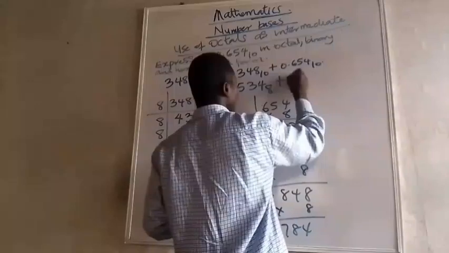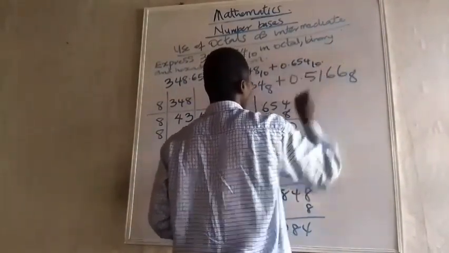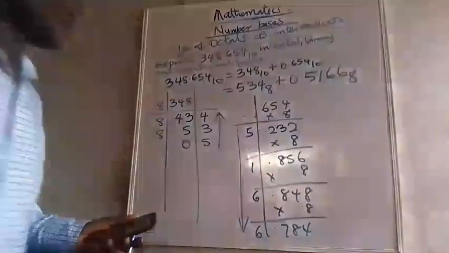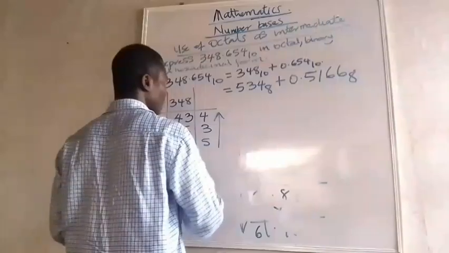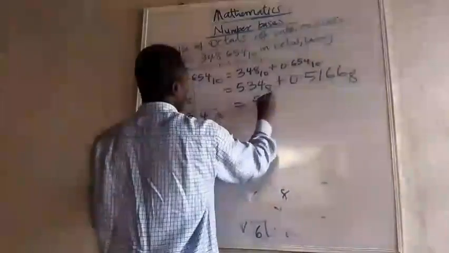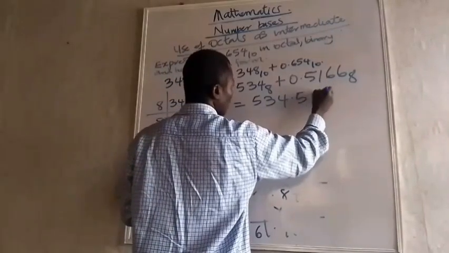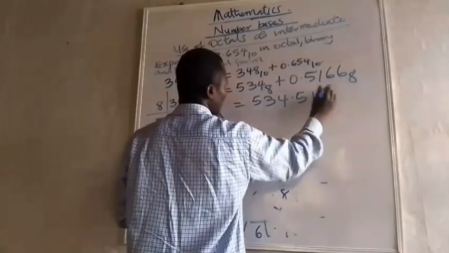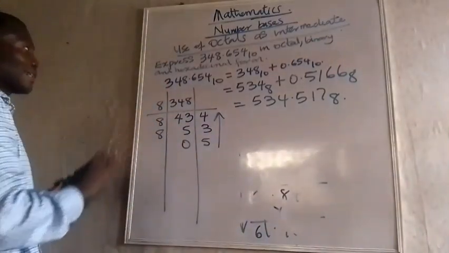So this will be 0.5166 base 8. So everything will be 534.516. Let me make it 517. So we have done this, we have converted it to octal.